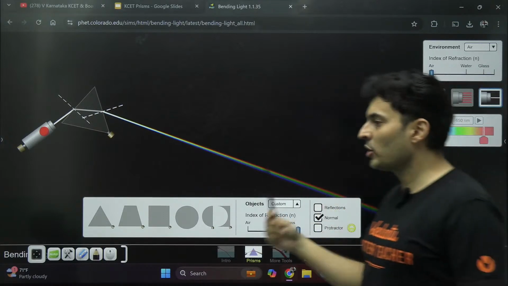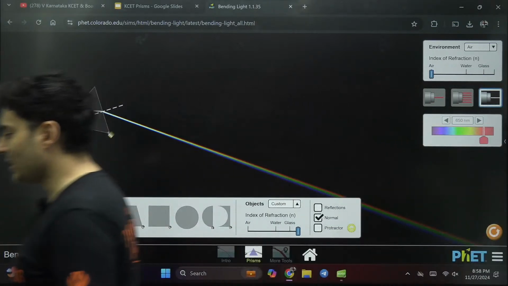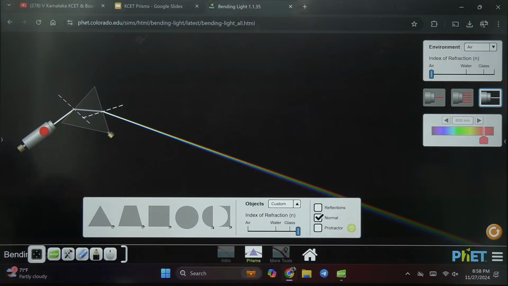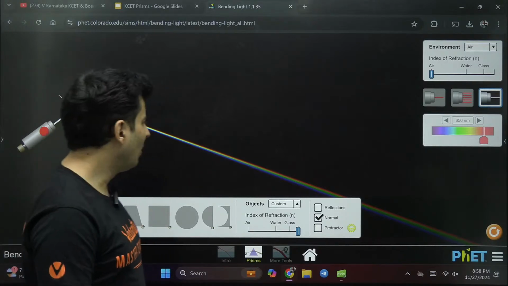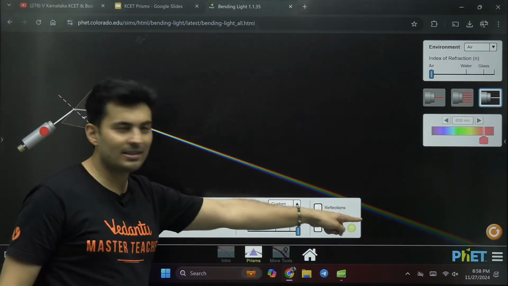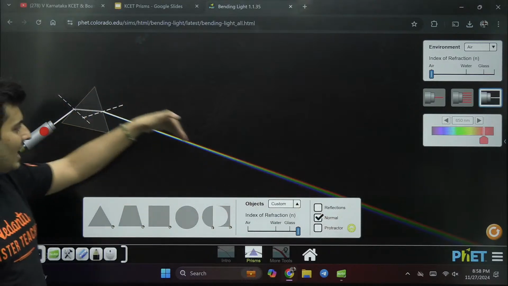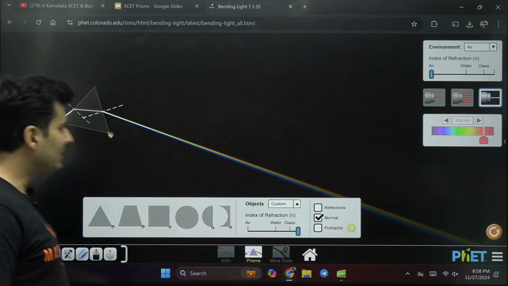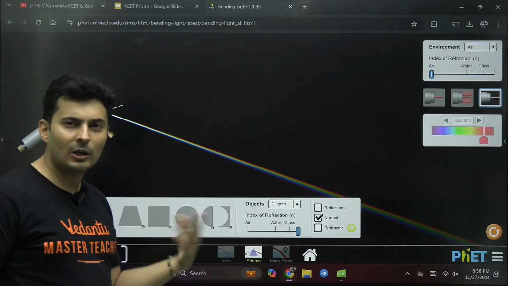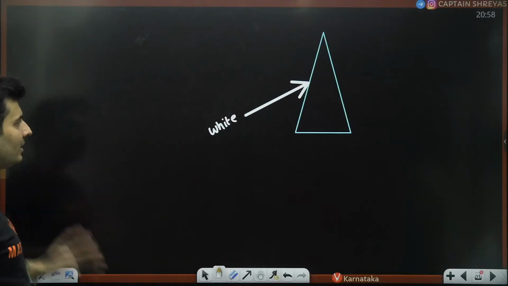Who got most deviated? Tell me quickly in the chat box. Who was the one who was most deviated? Was it red, yellow, green, blue, or violet? As you can see, violet is the lowest one, so it is highly deviated, whereas red is deviated the least. So that means the refractive indices of red, yellow, etc. are also going to be different.